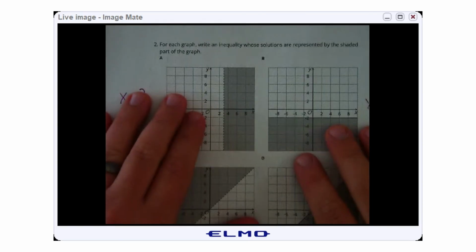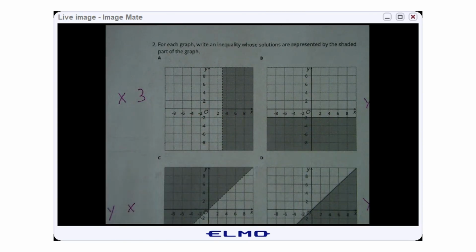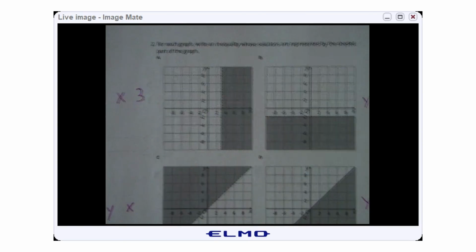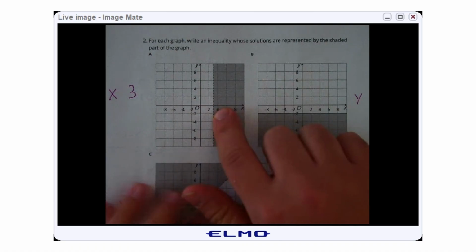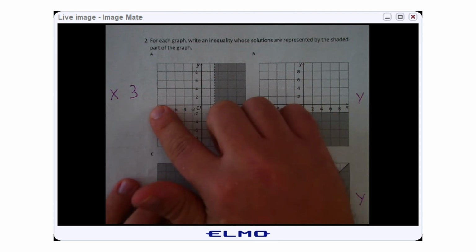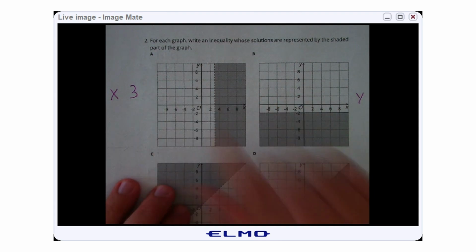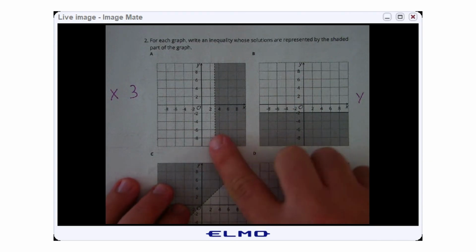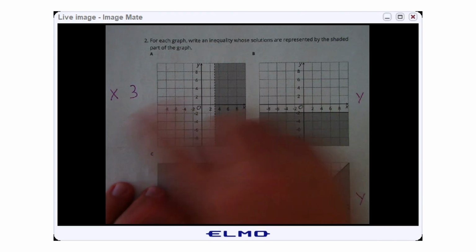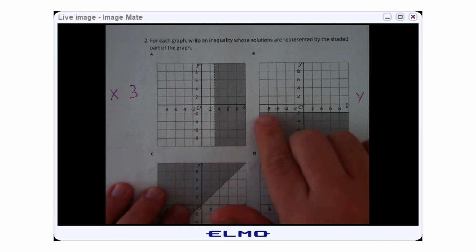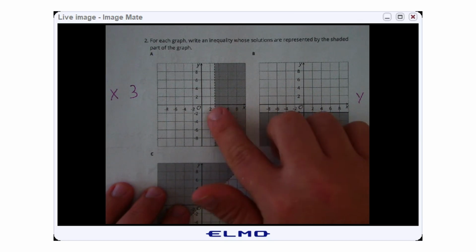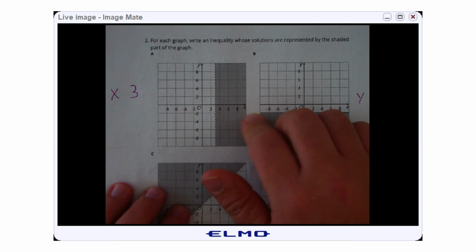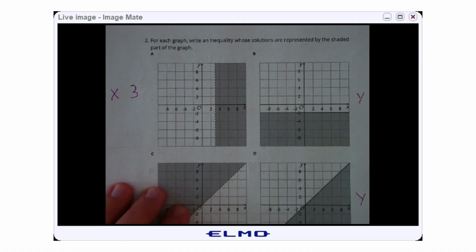So it says for each graph, write an inequality whose solutions are represented by the shaded part of the graph. So this one, I have the basis of the inequality for you. I have x and 3, and we have to put an inequality sign in between. I can see that has a dotted line, so I know that it's not going to have a line under it. And what it's saying is all the values of x that are greater than 3. So I'm going to use the greater than symbol.